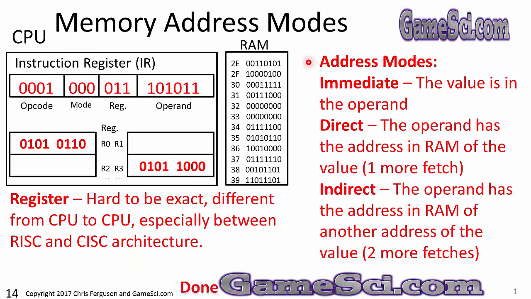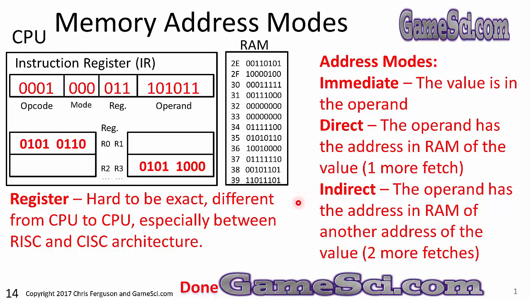In summary, address modes. Immediate address mode says the value is in the operand. These bits represent what we want to add, load, or store. Direct. The operand is the address in RAM of the value we want. This requires one more fetch from RAM. In direct mode, these bits are a memory address, and we need to go out and get that memory address.